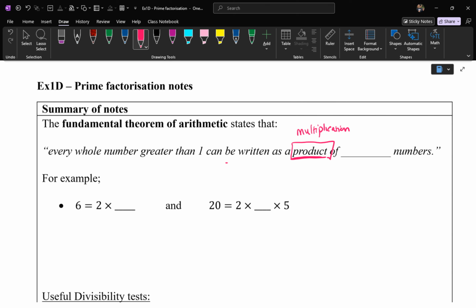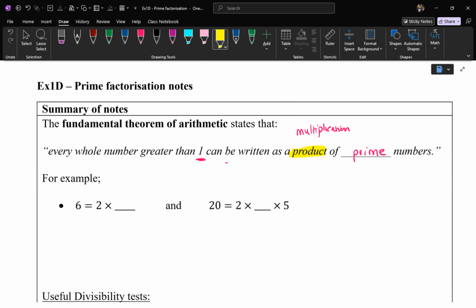Addition is sum. Subtraction is difference. Okay, so when we say product, it means multiplication. So what are they trying to say? They're saying that any number that is bigger than 1, you can actually rewrite it as the multiplication of, fill this in, prime numbers.